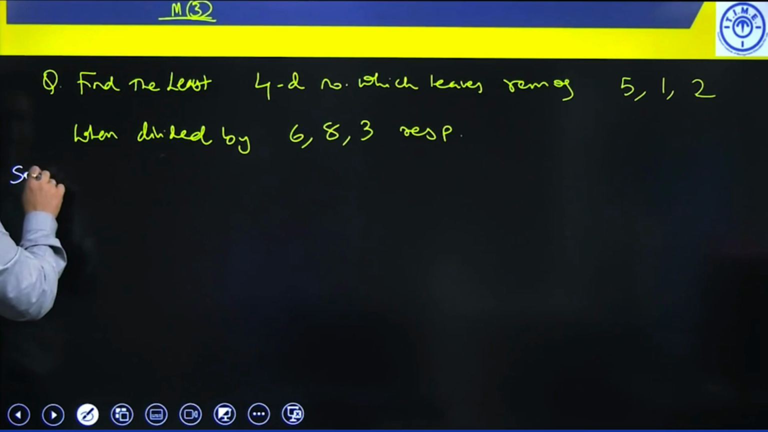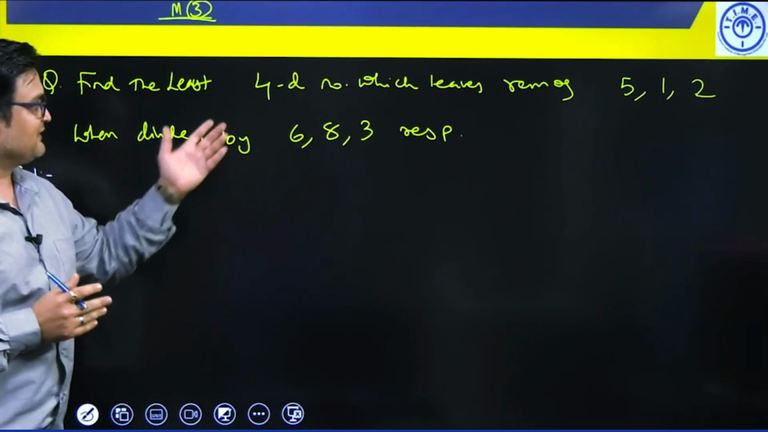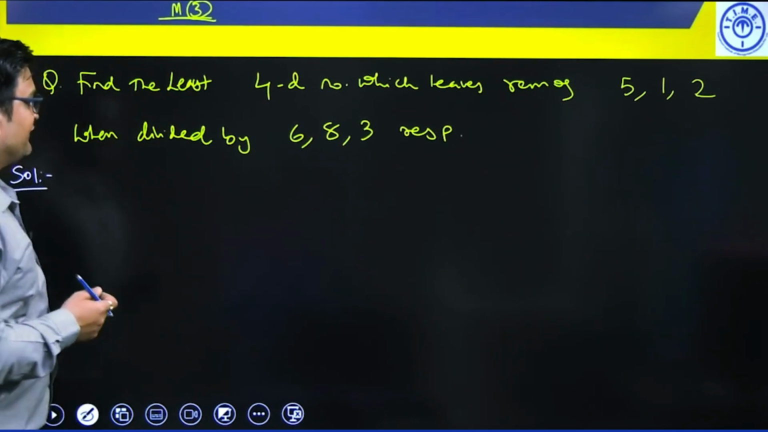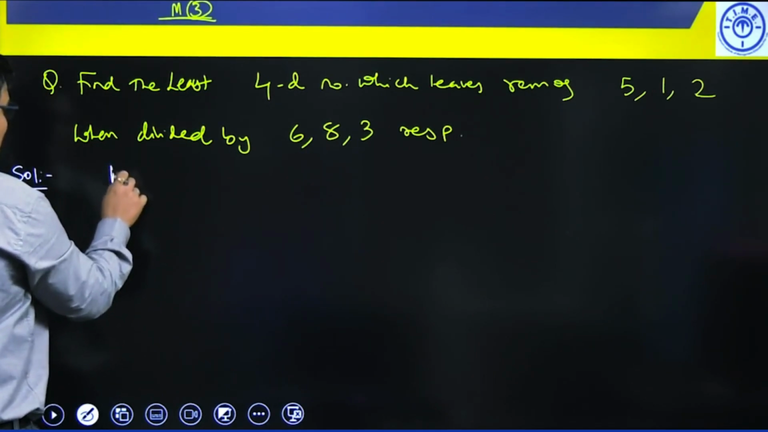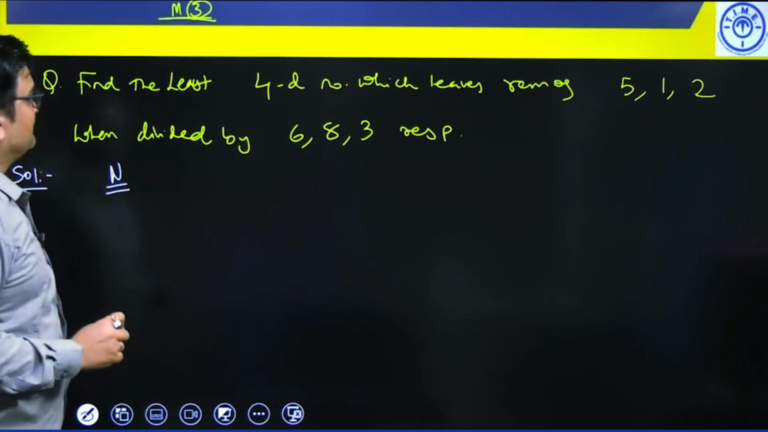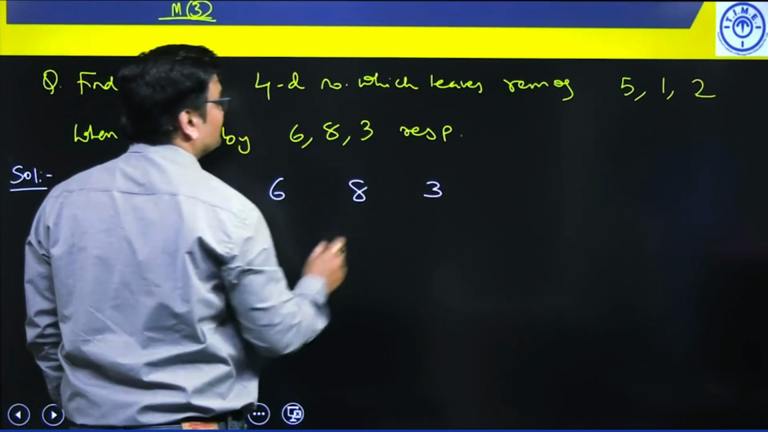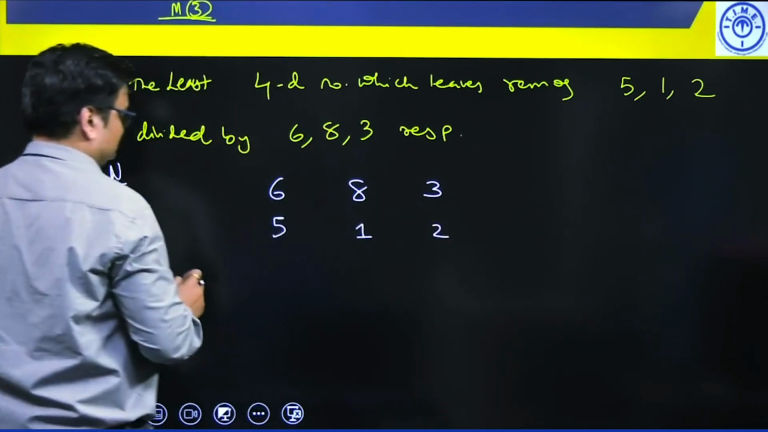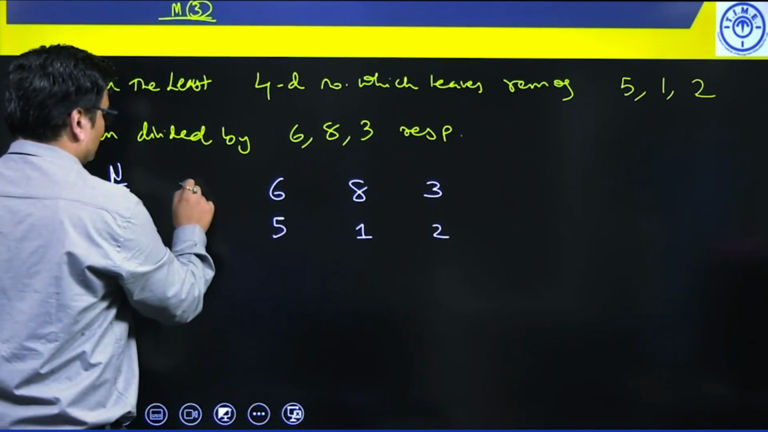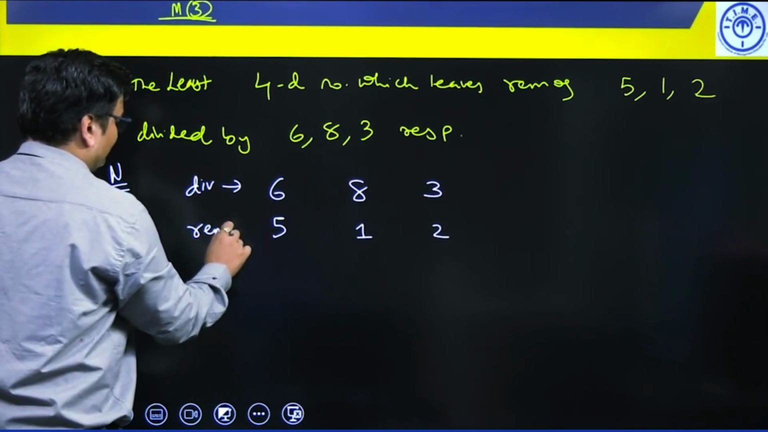So, for answering it, I will go for a process. We do not have a formula as such for model 3 problems. So, what we do here is, let us say the number that we are looking for is n. So, when n is divided by 6, by 8 and by 3, the remainders are 5, 1 and 2. So, these are the divisors, these are the remainders.